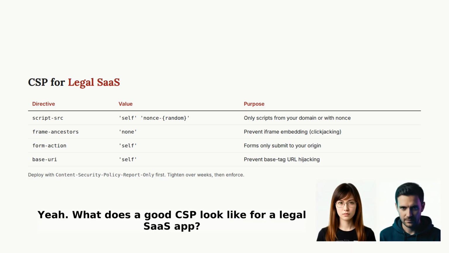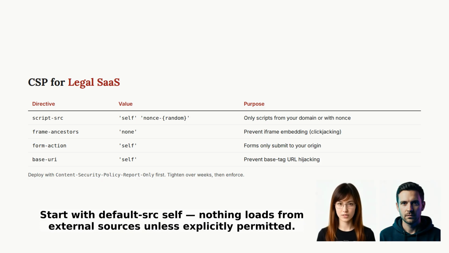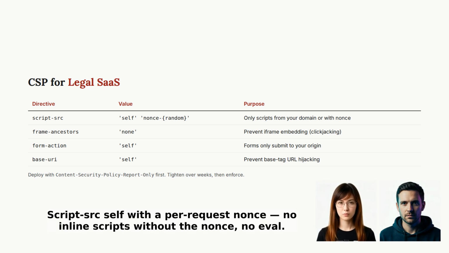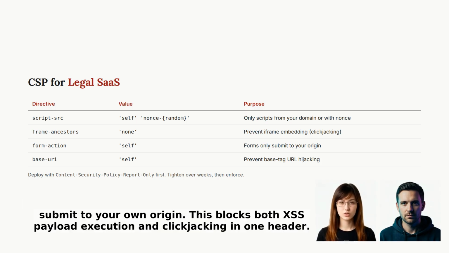Yeah, what does a good CSP look like for a legal SaaS app? Start with default-src 'self'. Nothing loads from external sources unless explicitly permitted. script-src 'self' with a per-request nonce. No inline scripts without the nonce. No eval. frame-ancestors 'none'. Your app can't be embedded in iframes. form-action 'self'. Forms can only submit to your own origin. This blocks both XSS payload execution and clickjacking in one header.